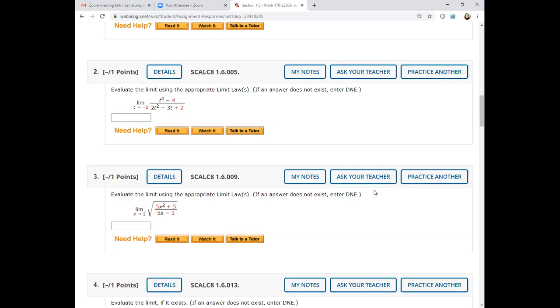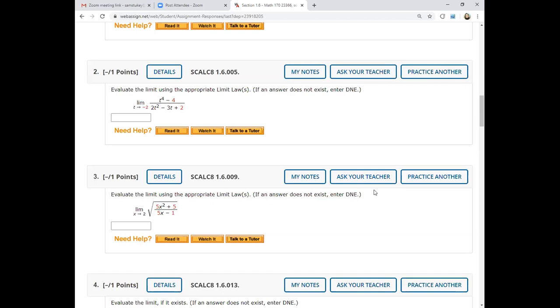Not always. Sometimes. It is if the factors cancel, but it could also be an asymptote if it doesn't exist, or it could be a number. You have t to the 4th minus 4, and then I wonder if it factors. This is 2t, and this is t, and I need a -3.